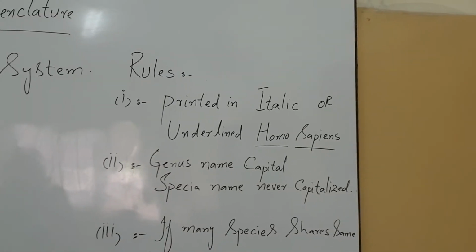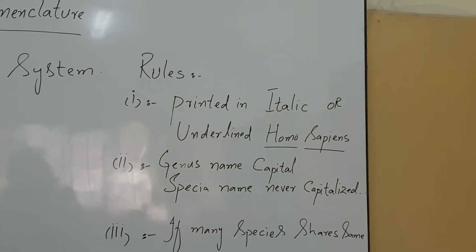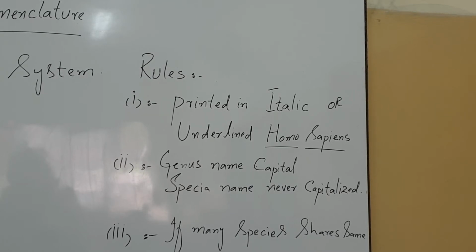Number one, the scientific name must be printed in italic or underlined, like Homo sapiens. Each organism gets a specific name, and if we want to print that name, it must be in italic form. Or if we want to write that name by hand, it must be underlined, which shows that it is the scientific name of that organism.